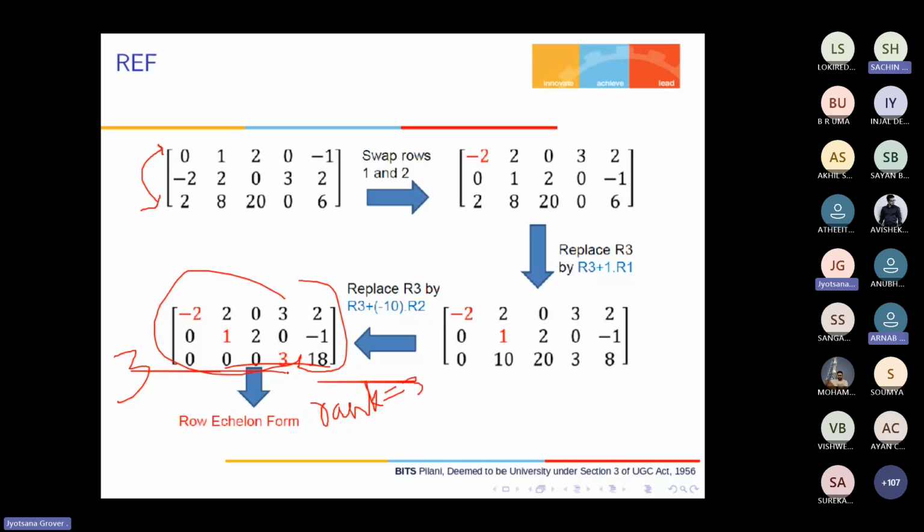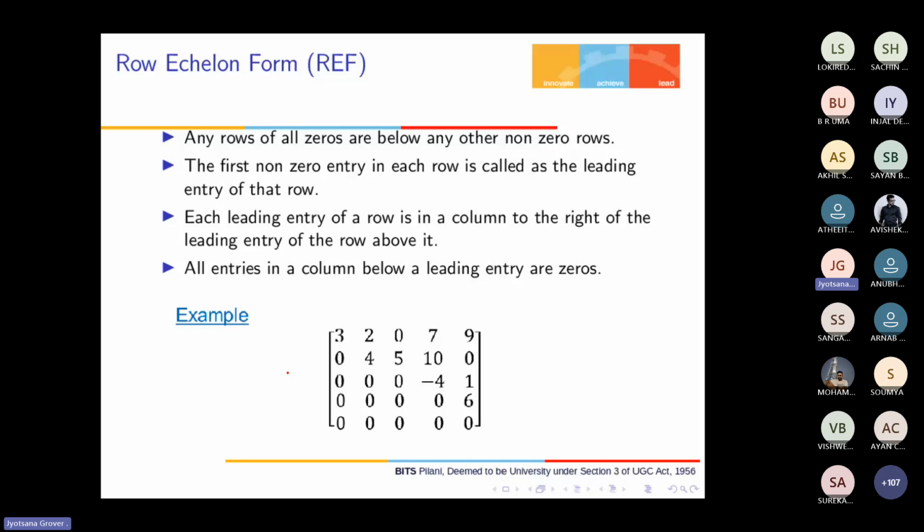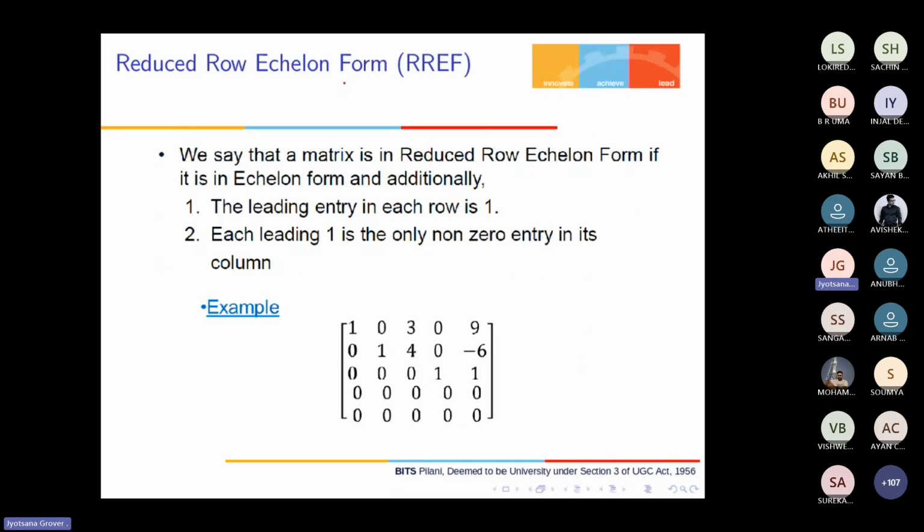Okay, let's see about this. Now tell me what is the rank of this? 4. Okay, this is 4, because 4 is the number of non-zero rows. So just see the number of non-zero rows in REF form and then you can derive the rank. Okay, one more concept is RREF. Then I'll stop. We'll continue tomorrow.